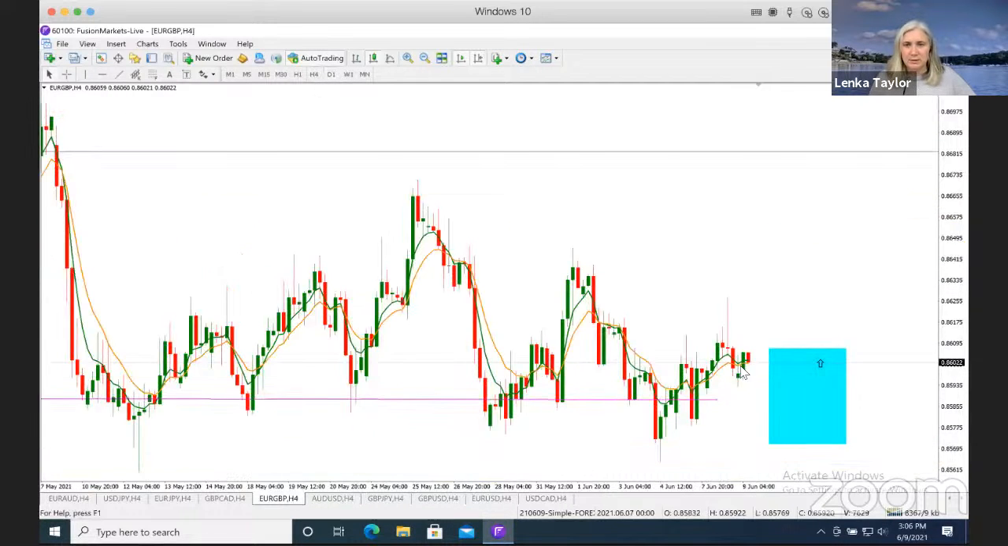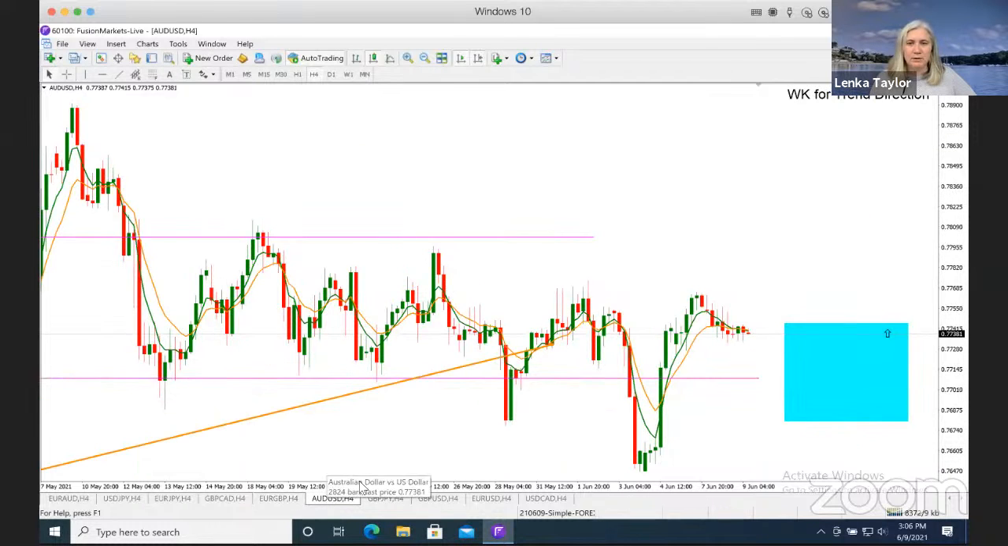Daily, still going sideways. So on the 4 hourly for the actual entry, I'm looking for a pullback down to this line here, somewhere there. And then looking for a price action that would be a reversal for a long position.